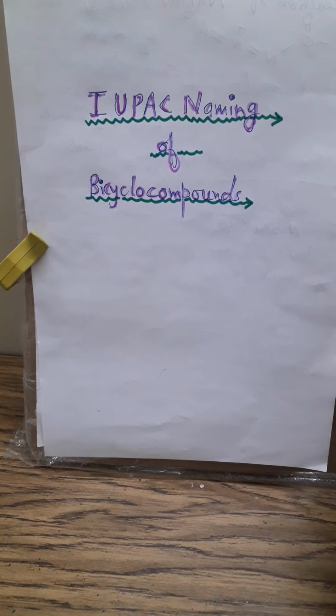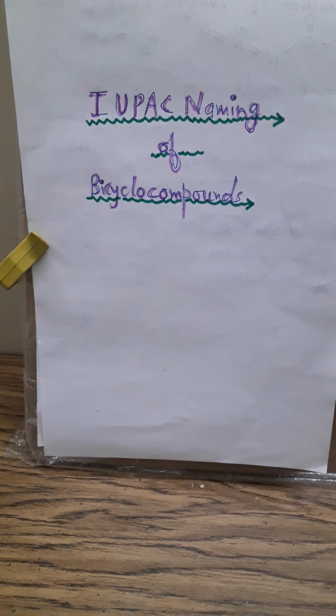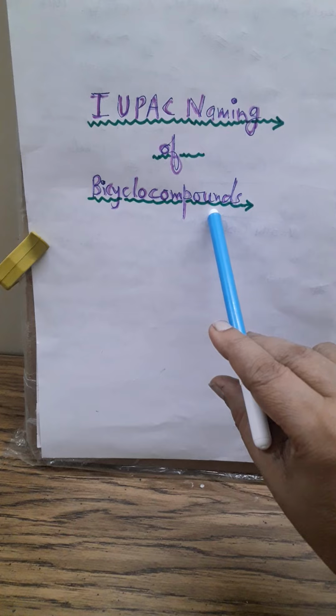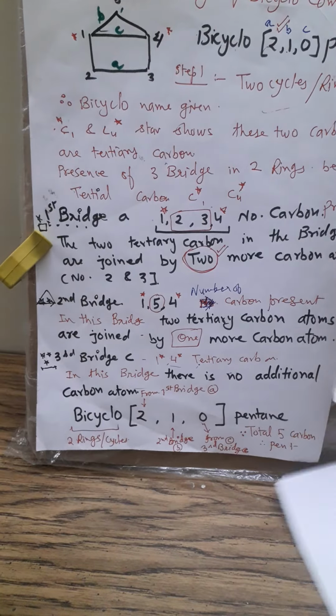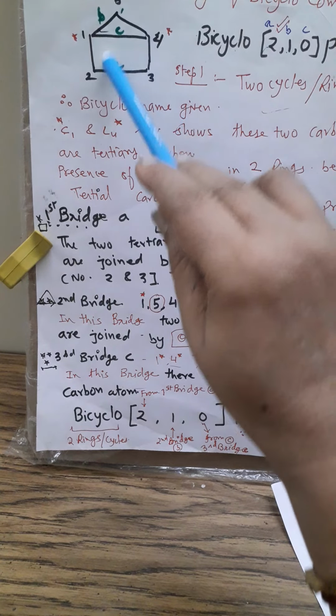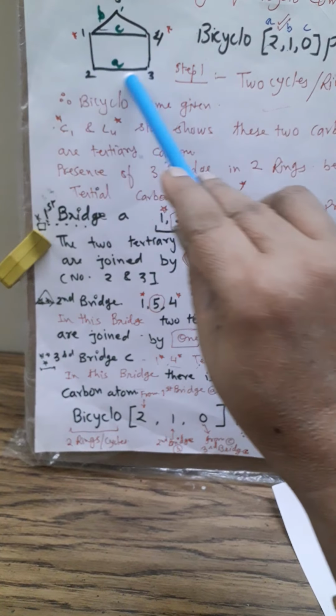Hello student, we will discuss today IUPAC naming of bicyclo compounds. Do you know what it is? Bicyclo compounds are those compounds in which two rings are present. Here, see, draw the structure first.